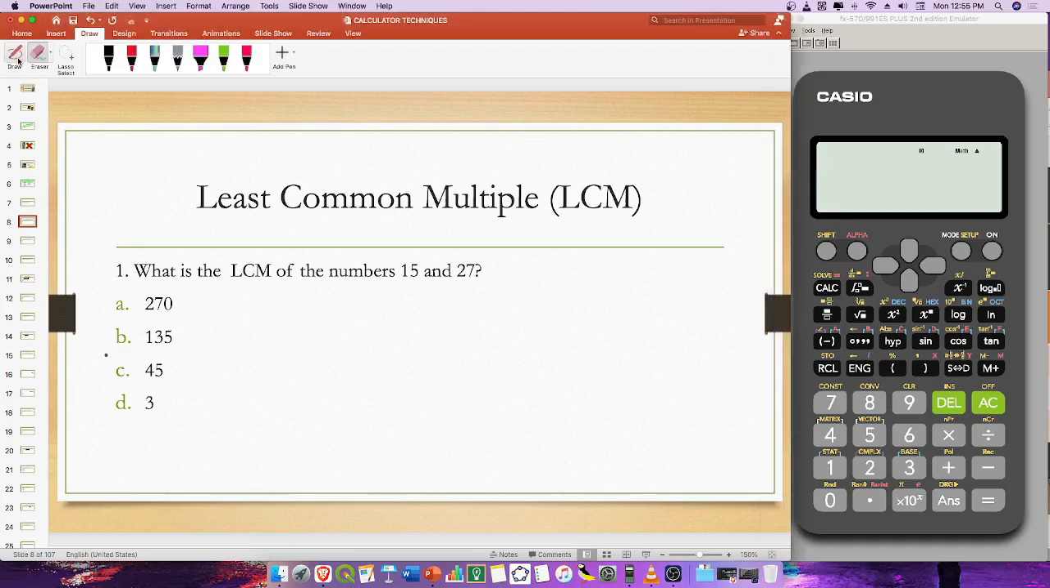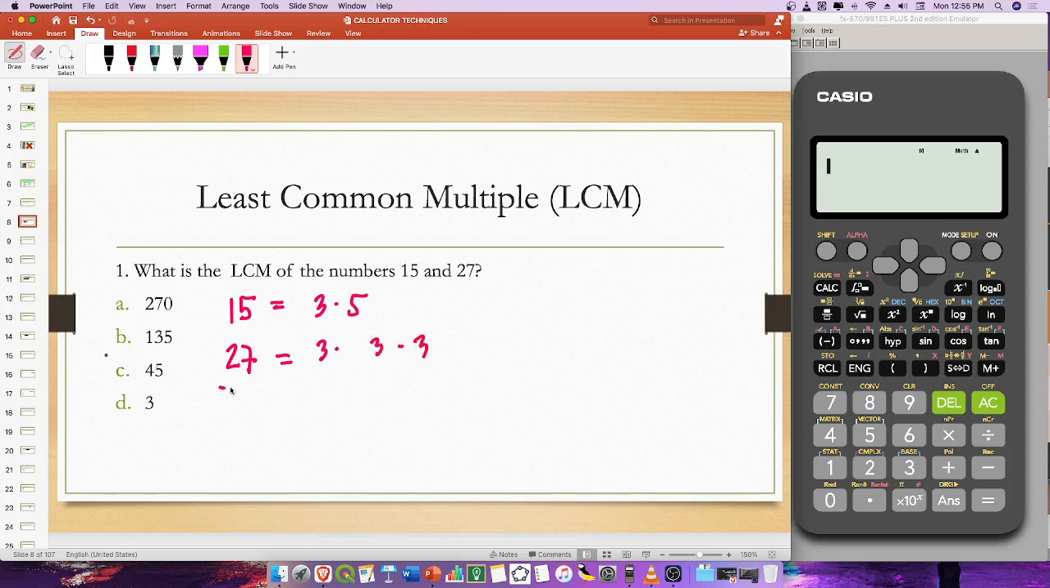In this problem, we are going to solve for the least common multiple of the numbers 15 and 27. So how are we going to do that? To solve for the least common multiple, all we have to do is write down the numbers and their factors. For example, for 15, the factors are 3 and 5. For 27, the factors are 3, 3, and 3.